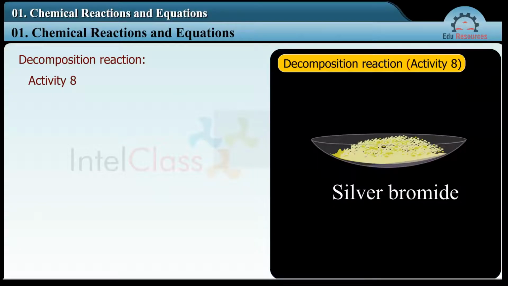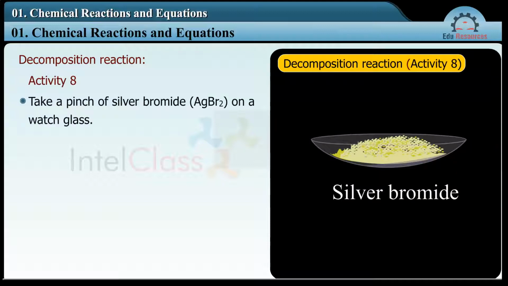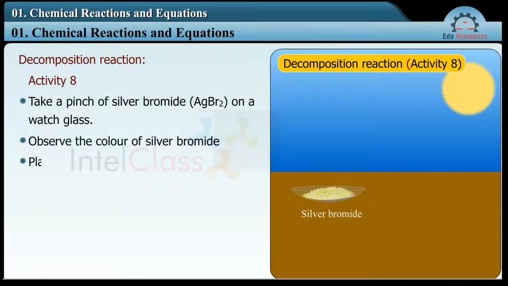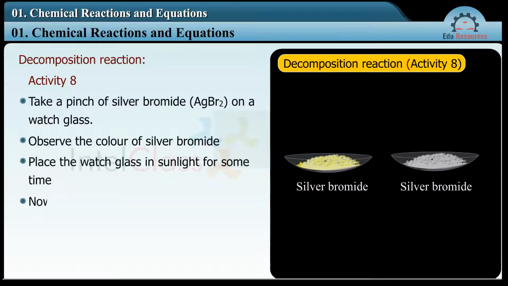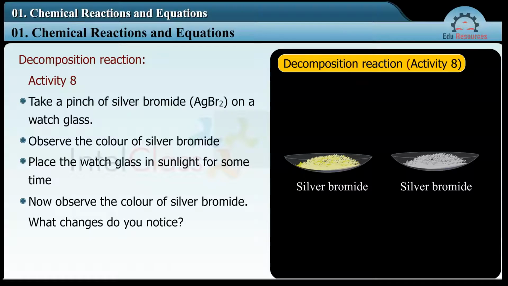Activity 8. Take a pinch of silver bromide, AgBr, on a watch glass. Observe the color of silver bromide. Place the watch glass in sunlight for some time. Now observe the color of silver bromide. What changes do you notice? Did the color of silver bromide change?